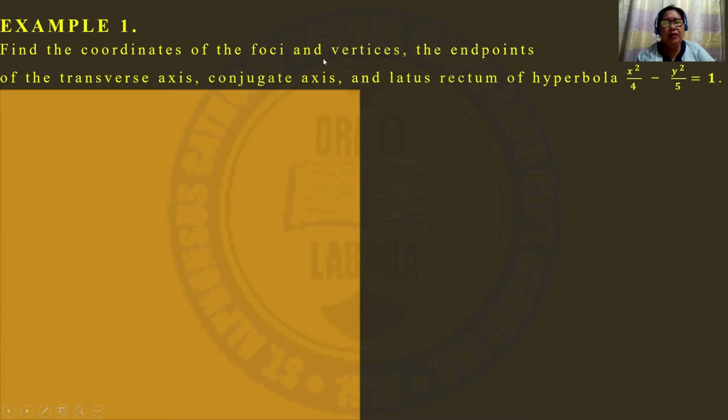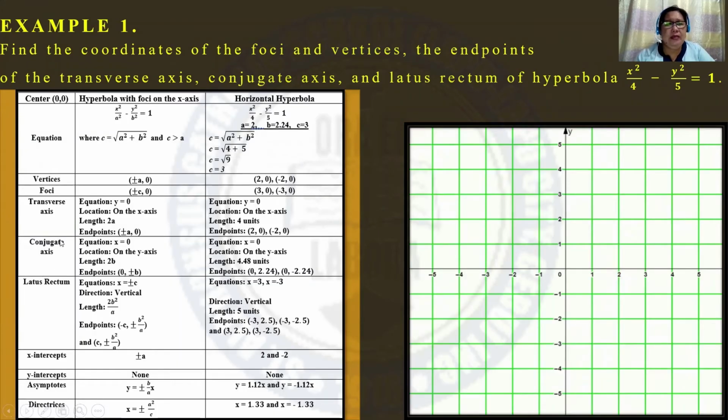Find the coordinates of the foci and the vertices and the endpoints of the transverse axis, conjugate axis, and latus rectum of the hyperbola x squared over 4 minus y squared over 5 is equal to 1. Let us have now the values. The given equation is in standard form. So x squared over 4 minus y squared over 5 is equal to 1.